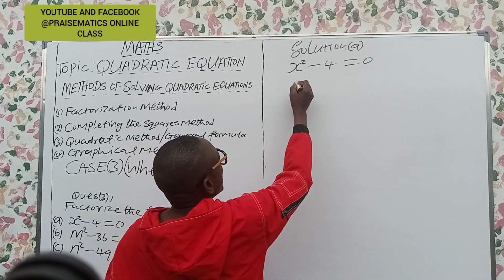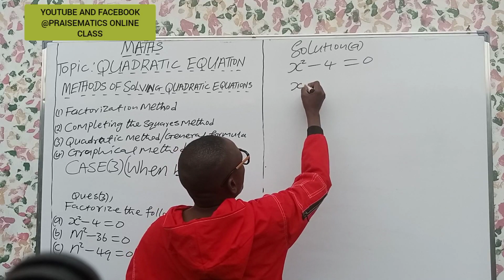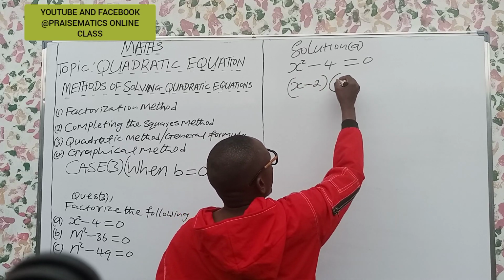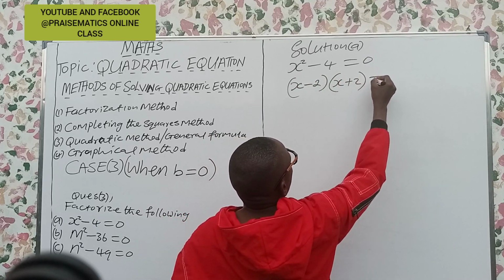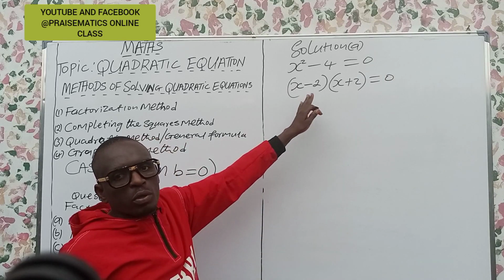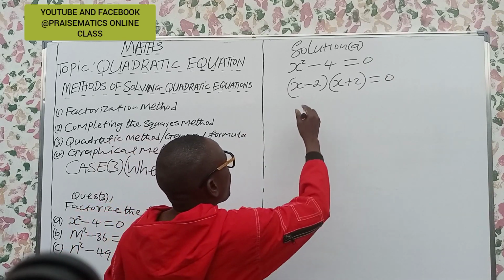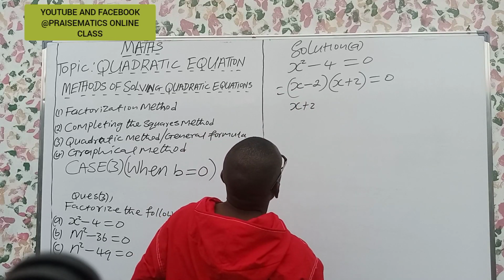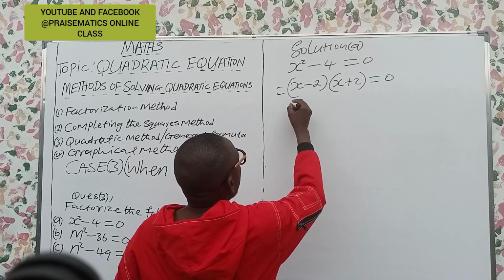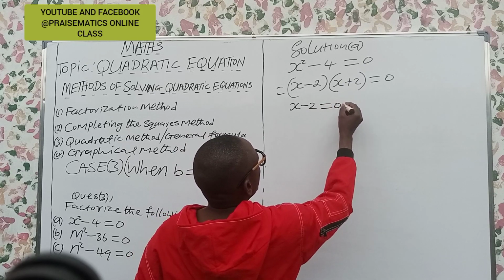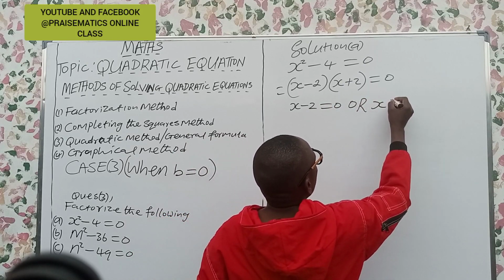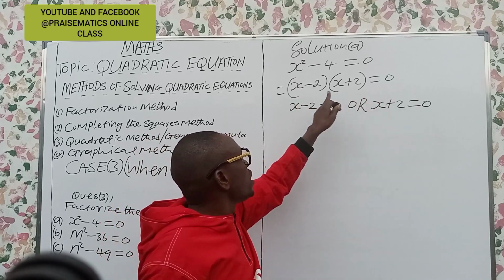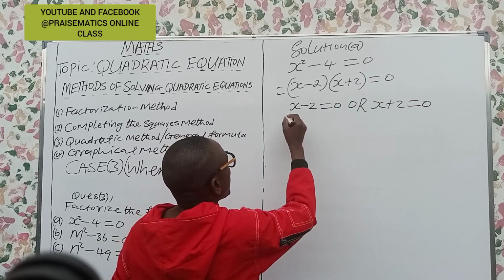This question will now be x minus 2, into x plus 2, equal to 0. The difference of what? Two squares. So finally, we have x minus 2 equal to 0, or x plus 2 equal to 0. The product of two numbers equal to 0 means each number is equal to what? 0.